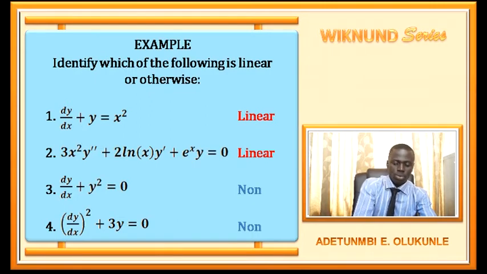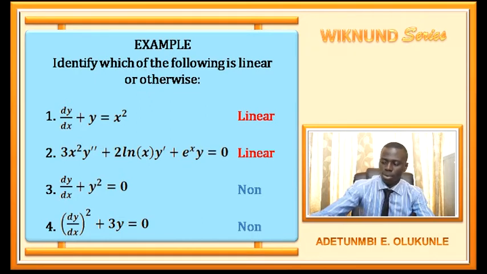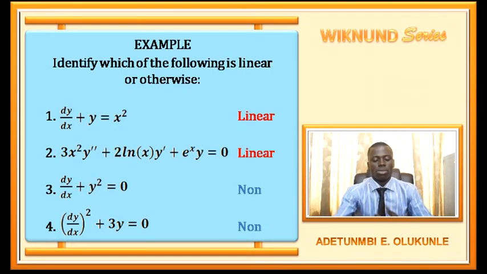Number 2, 3x squared y prime prime plus 2 ln x y prime plus e to the x times y equals 0. So let's look at this. The first condition, the dependent variable, that's our y, and its derivatives. The derivatives we have here include y prime and y prime prime. Y prime is dy/dx, y prime prime is d2y/dx squared. Okay, so y is of power 1, y prime is of power 1, y prime prime is of power 1. So the first condition is satisfied.